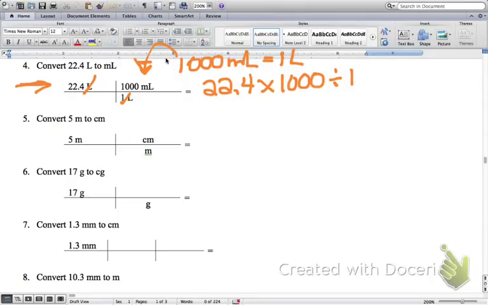Yes. Okay, so if I take 22.4 and multiply by 1,000, 22,400. You got it. I move my decimal 3 places to the right, so that gives me 22,400, okay? And my unit is going to be milliliters, no naked numbers. So 22,400 milliliters. All right?